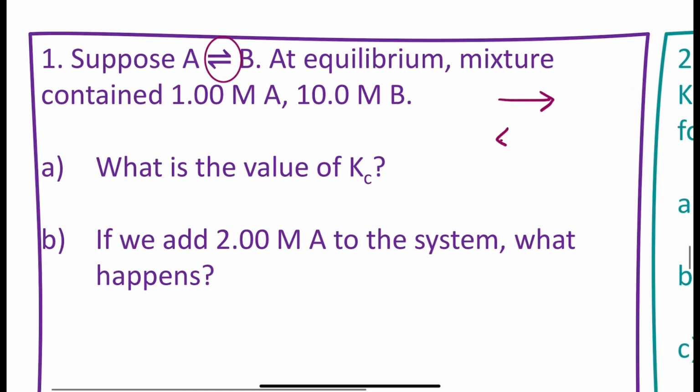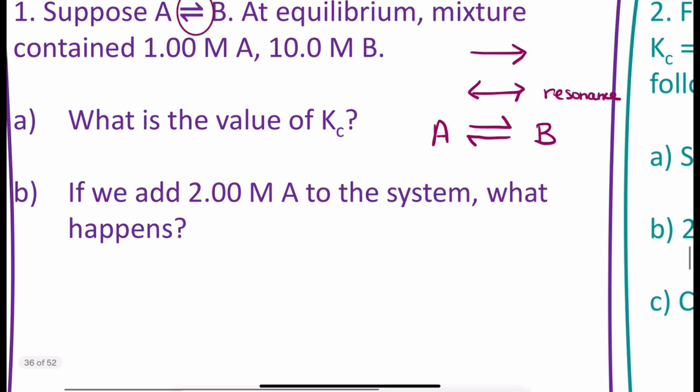If you wrote the arrows like this, that is resonance. Again, not equilibrium. Equilibrium has a half arrow and a half arrow. That's intentionally stating that the reaction can go back and forth. Another thing is, in this reaction, we have A going to B. I know there's some confusion from students every year on this, so I just want to hopefully clarify that right now. We still say that A is the reactant and B is the product.